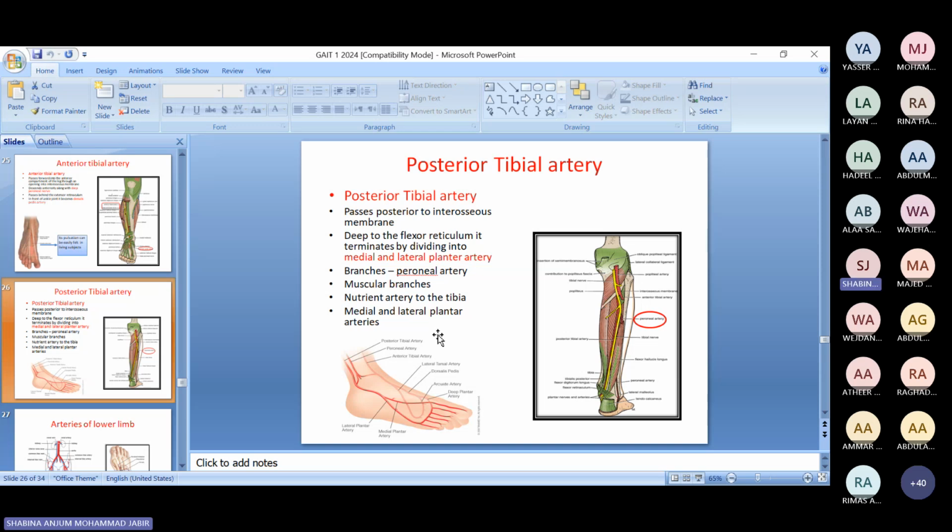It is going to give some branches to the tibia, and finally it will become the medial and lateral plantar arteries. Can you see here? These are the medial and lateral plantar arteries here. This will form the arch here. Like the palm, if you remember, in the upper limb also we have studied that there are palmar arches. So here we have the plantar arches formed by the medial and lateral plantar arteries.